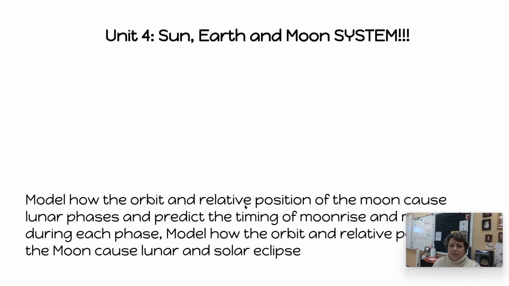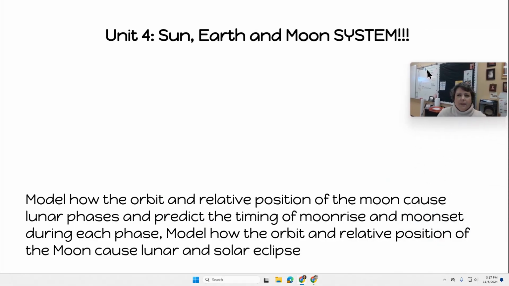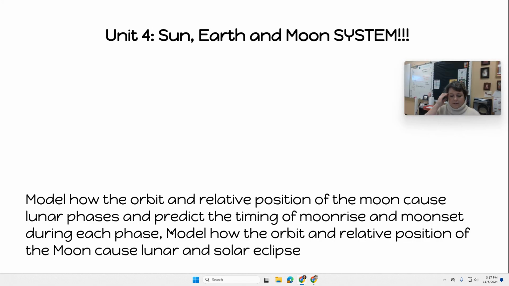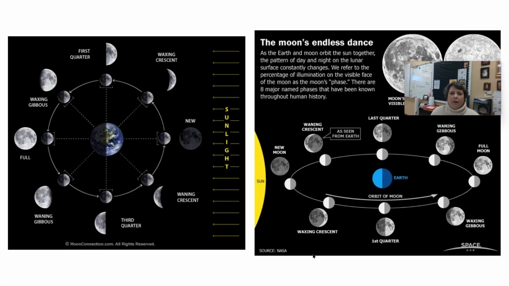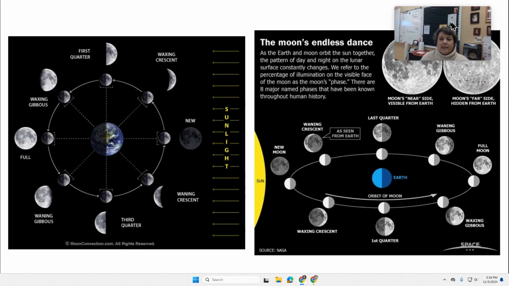Okay. So, what is the deal with that slide? In our Earth Moon system, we're going to model. There's so much modeling. How the orbit and relative position of the moon cause lunar phases and predict the timing of moonrise and moonset during each phase. And we're also going to model how the orbit and relative position of the moon cause lunar and solar eclipses.